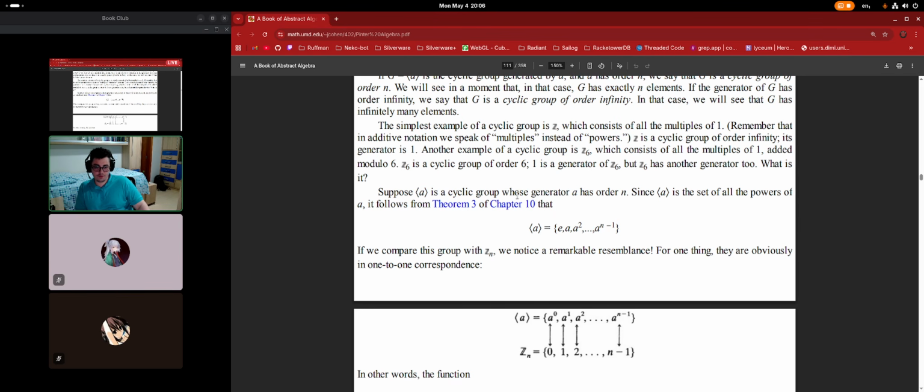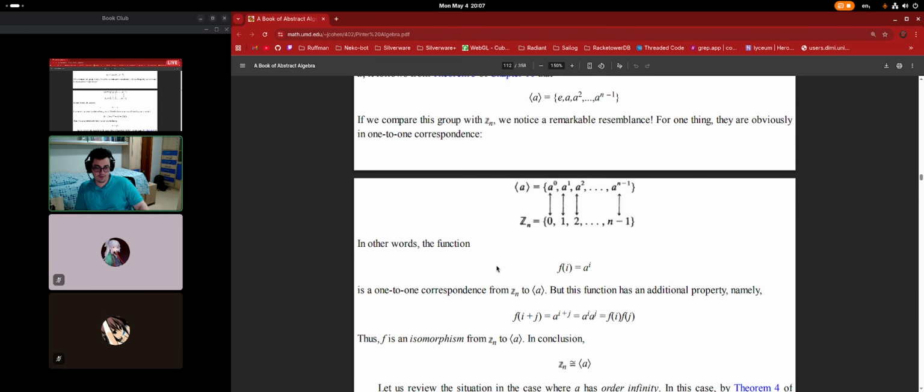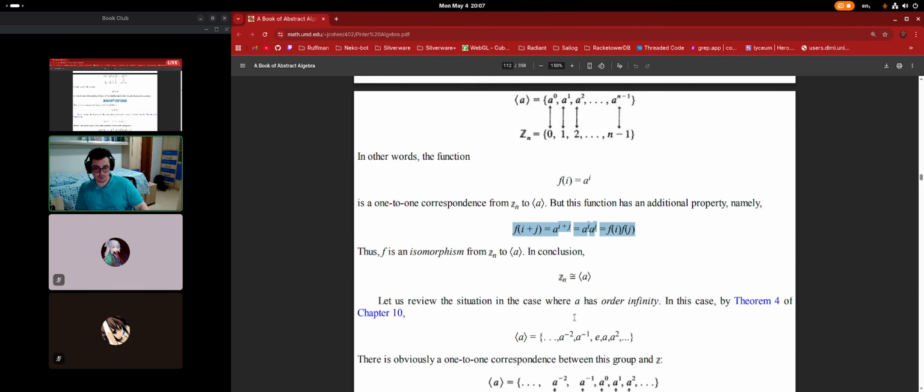Suppose that this is a cyclic group whose generator A has order n. Since that is a set of all the powers of A, it follows from the theorem, and so on. So yeah, we've seen this before also. If you compare this group with the integers mod n, we notice a remarkable resemblance. Yeah, so now we're going to essentially do the isomorphism, which, in this case, I do remember from the previous reading. We just have to do the one way, but in this case, you can actually do both. So the arrows are bidirectional, and then you can map it, and this is a very important property to check if it holds.